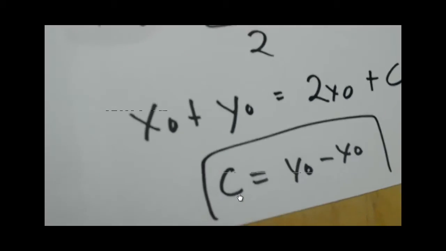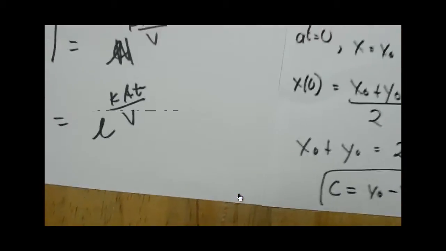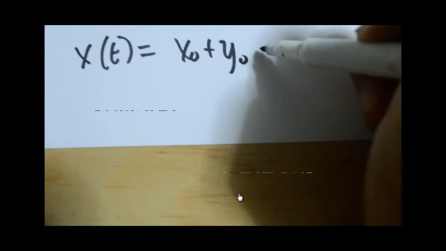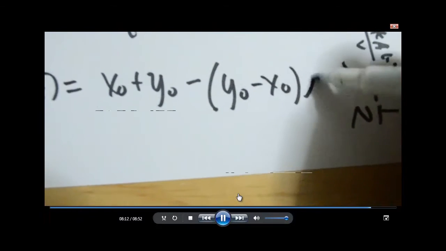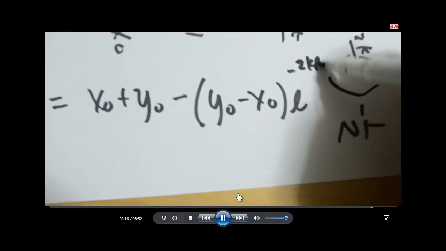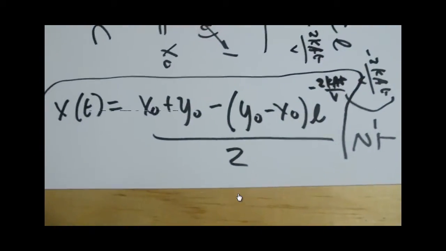Now since we have our c, we can go back to the equation x of t, replacing c with the value we got here. So where should I write my final answer for it? Here? Yeah, here. Sorry. So x of t is equal to (X sub O plus Y sub O minus (Y sub O minus X sub O) times e to the negative 2KAt over V) all over 2. So here's my final answer for compartment x.